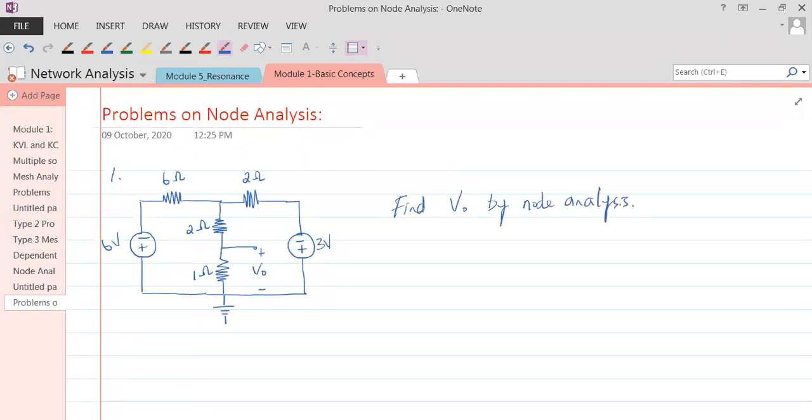So in mesh analysis, what we used to do first was identify the number of meshes. Now, how many nodes are there? Forget about this V naught now. This V naught is not a node voltage, mind you. Let this V naught be there. Now we shall just bother about the nodes. How many nodes are there?